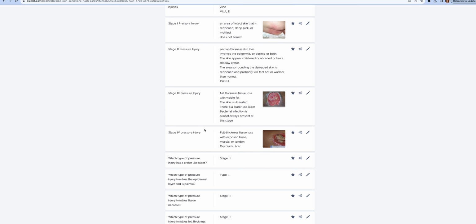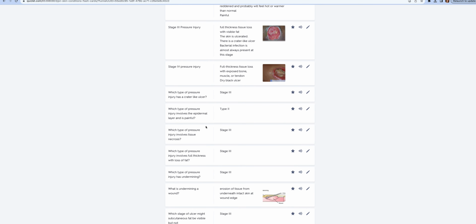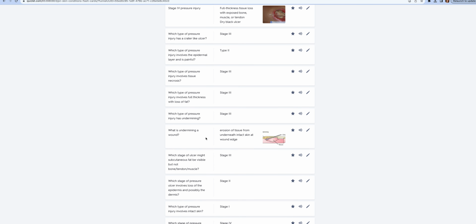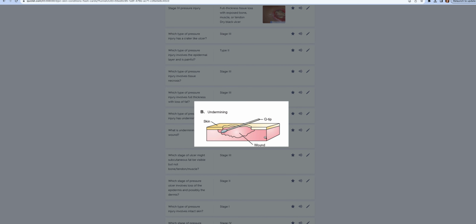Okay, then I have a whole bunch of questions here that you can go and practice, like which type of pressure injury has a crater-like ulcer, and that's stage 3. So go in and do this Quizlet. Undermining of a wound happens in stage 3, and this is undermining. See, the skin is here, and right here is undermining. Okay, that's what that is.